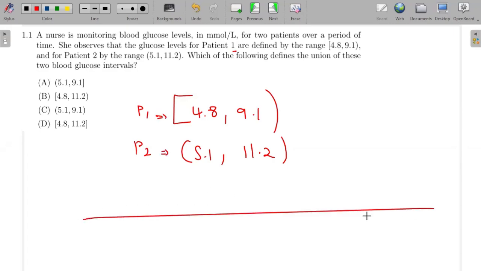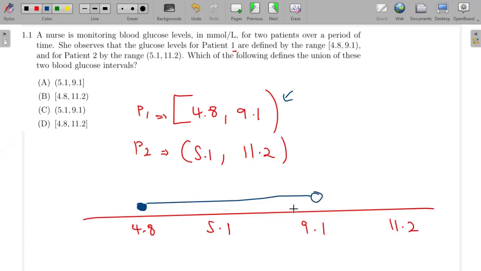The easiest way is to draw a number line like this, and then we plot these points. I'm going to put 4.8 somewhere, then 5.1, 9.1, 11.2. So you just put them in order. For this interval, we see that 4.8 is included, so I'll shade there. Then I'm moving all the way to 9.1, which is not included. For this one, both the 5.1 and the 11.2 are not included, so I'll draw an open circle there, and then go up to there.